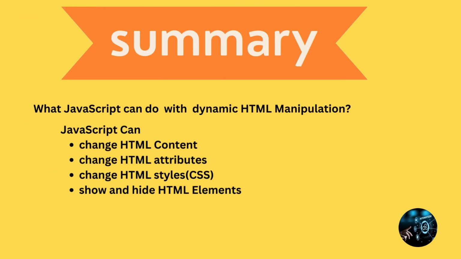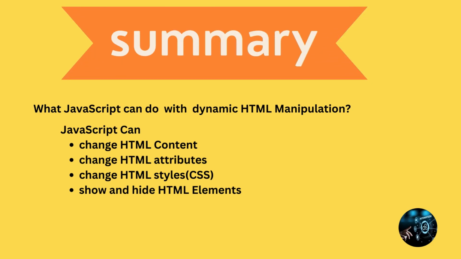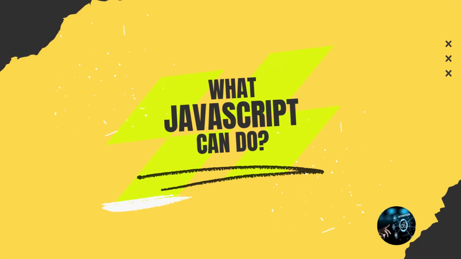What JavaScript can do with dynamic HTML manipulation: JavaScript can change the HTML content and HTML attributes, CSS styles, and show and hide HTML elements. JavaScript is a versatile and powerful programming language that can be used to perform a wide range of tasks on the web and beyond. Here are some common things JavaScript can do.